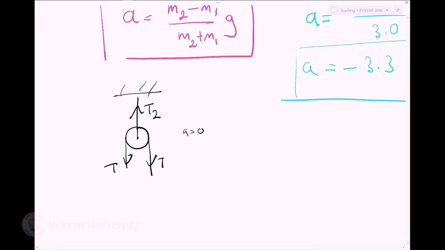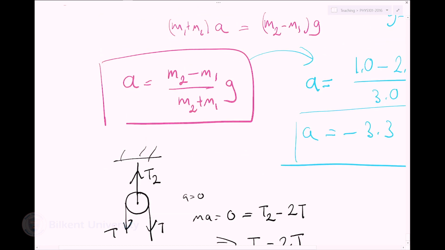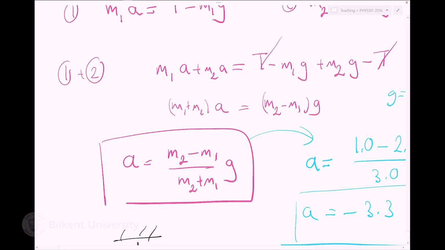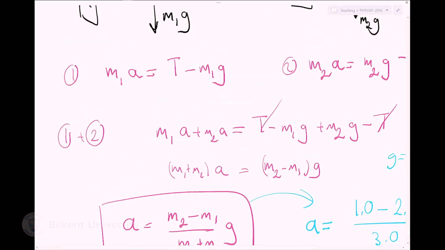Which means m times a is 0. That must be the sum of all these forces, T2 minus 2T, which means T2 must be 2T. But I need to find T then. How can I find T?